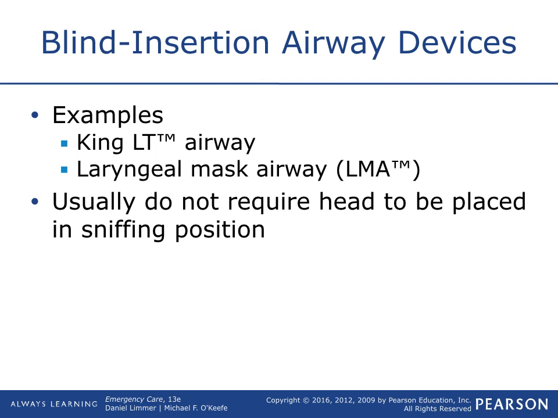Some examples are blind insertion airway devices: King tube, King LT, and i-gel airway. We do that. King tubes we carry, and laryngeal mask airways, LMAs, we can do. They usually do not require the head to be placed in the sniffing position. So there's just a little bit less that we have to do to use a King tube and an LMA, and it's more of a BLS procedure. So we'll do some of those hands-on in class.